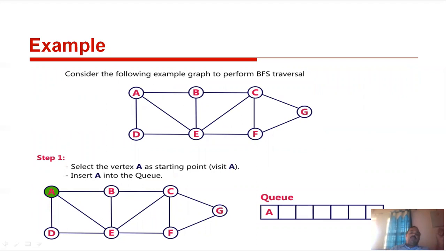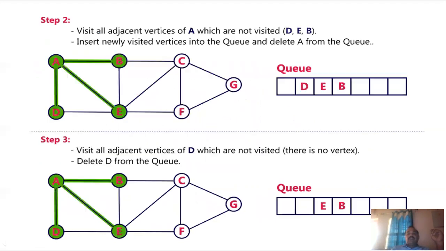Next, in step 1, A is visited and inserted into the queue. What are the operations of a queue? Inserted elements are added at the last end, that is called the rear end. Elements are removed from the front end. So in data structures, a queue has two ends: one is the front, the other is the rear end. Clear? Elements are inserted at the rear end and removed from the front end. So A is inserted.